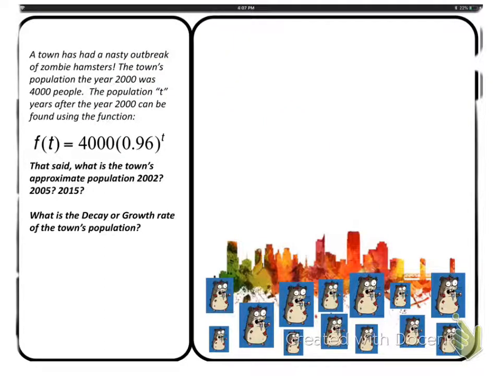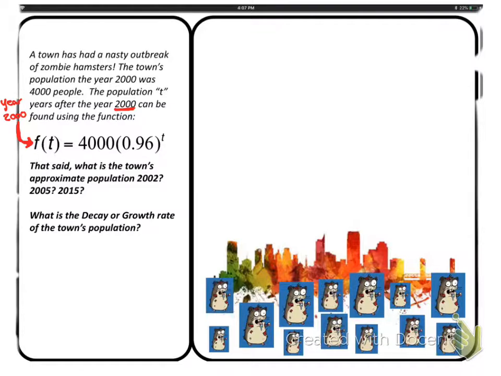All right, next example. A town has a nasty outbreak of zombie hamsters. The town's population over the year 2000 was 4,000 people. The population t years after the year 2000 can be found using the function f of t equals 4,000 times 0.96 to the t power. So before we go any further, so far what the problem has told us is that this equation here represents the year 2000. Right? It tells us the population can be found using the function, that one right there, 4,000 times 0.96 to the t power. So that there is represented by the year 2000.